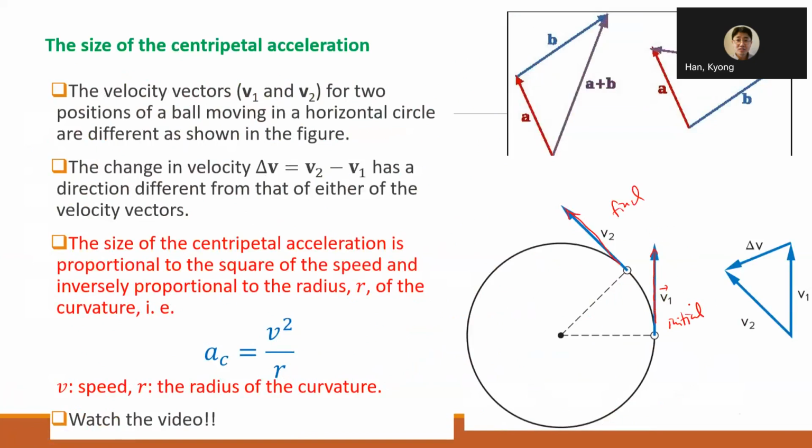The velocity keeps changing, even though its magnitude, the speed, is the same. If you move this parallel, you can get here, right? If you move v2 parallel, you can get here. Once you know this, you can find the vector subtraction. v2 vector minus v1 vector is the delta v vector, which can be here.